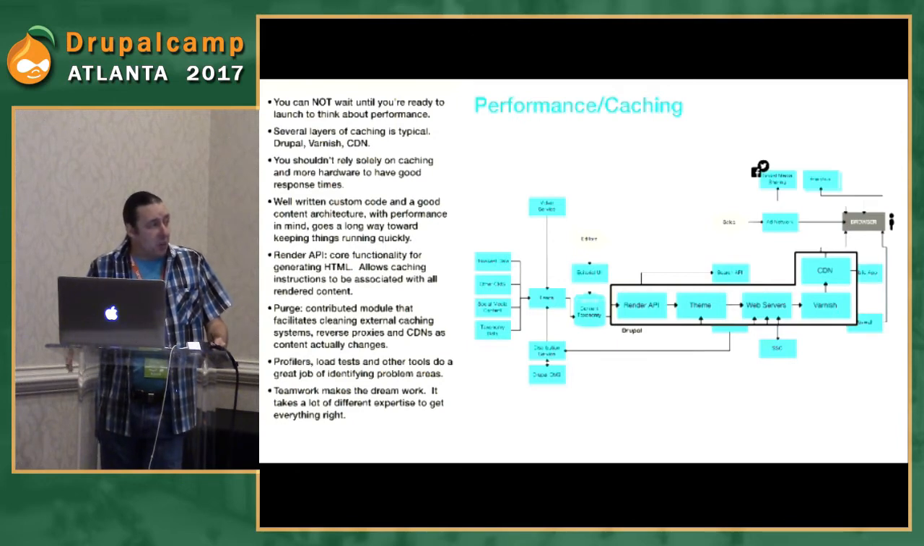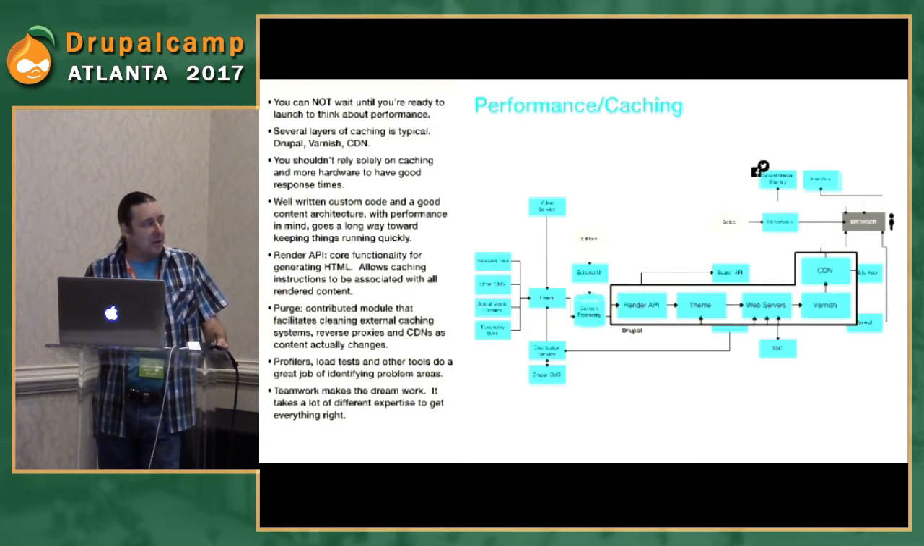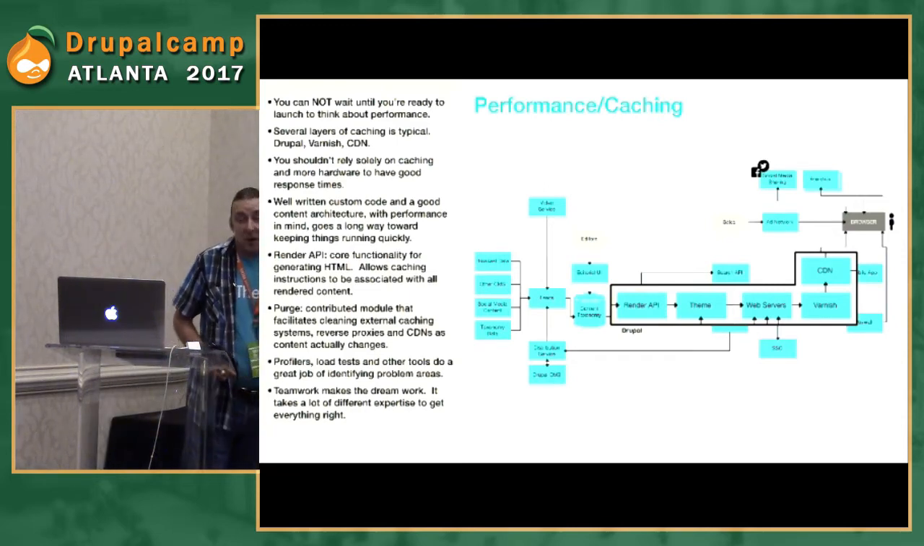When it comes to Drupal, we have a lot of options in terms of how we cache things and how we invalidate that cache. The render API, pretty much anything that goes on a page goes through it. You pass it instructions telling it how to cache and how to invalidate the cache. But we've got all these other layers of caching above us.